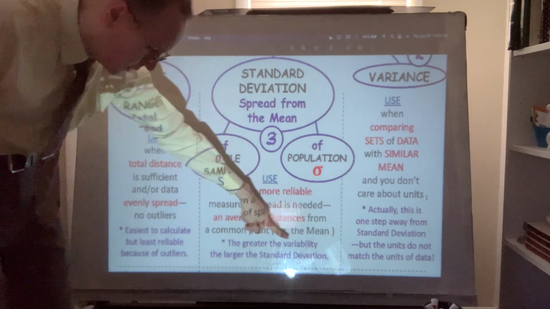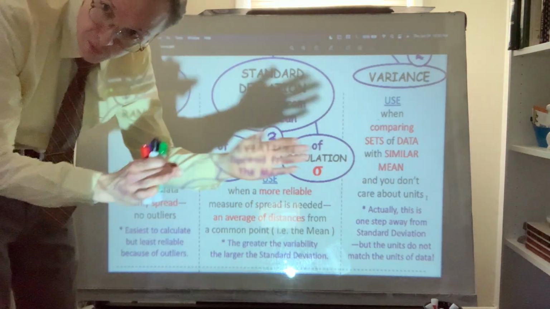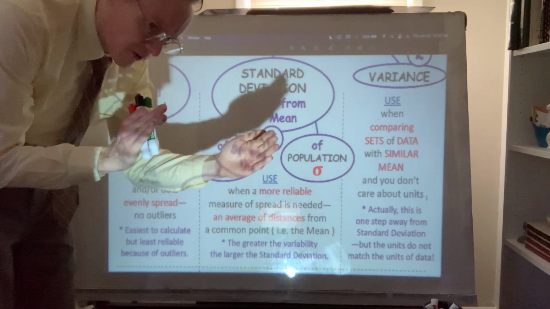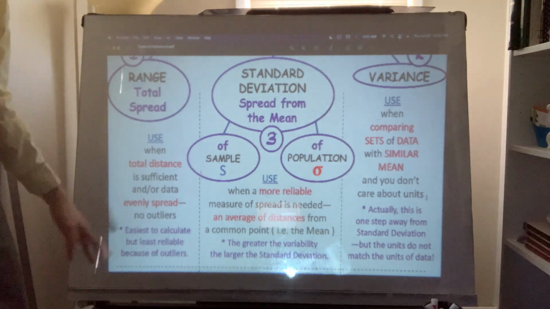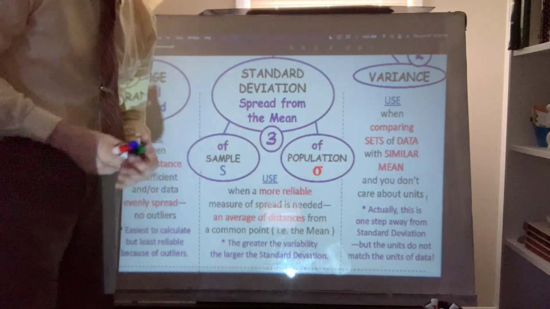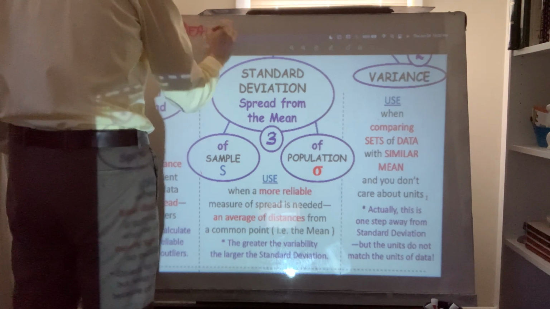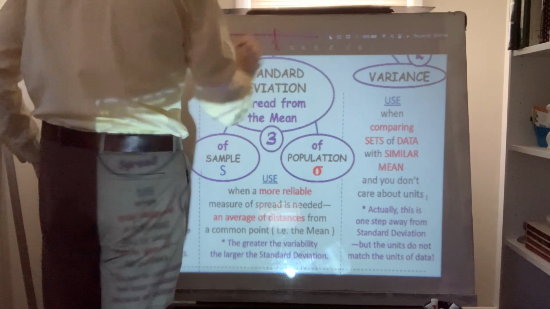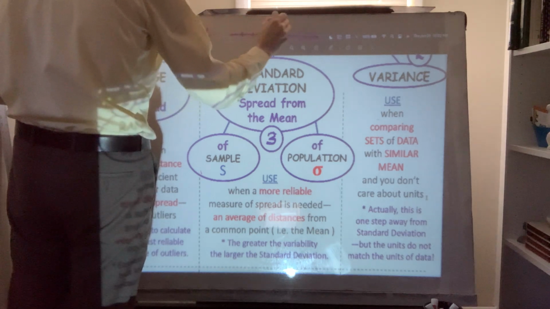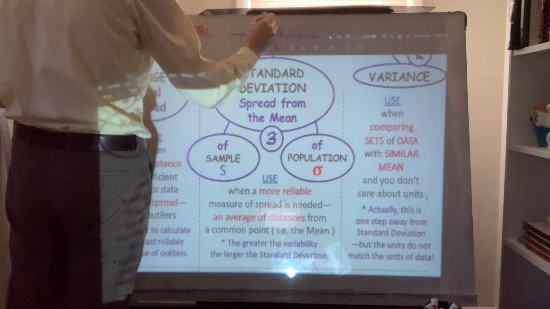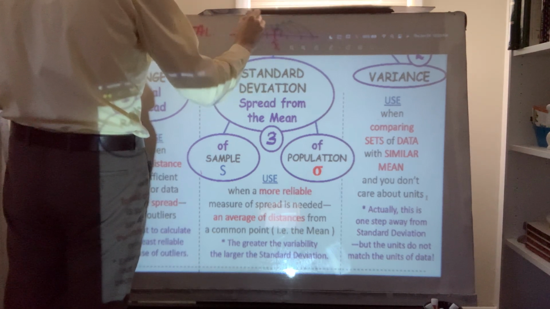The greater the variability, the larger the standard deviation. So if the data are very far apart from one another, you should expect a larger number. If the data are right on top of each other, then you'll expect a smaller standard deviation. Just realize that this common point, the mean in the ideal situation, and it isn't always ideal, of course, if the mean is dead center, then any other data value that you have is going to be compared back to it. Those distances.